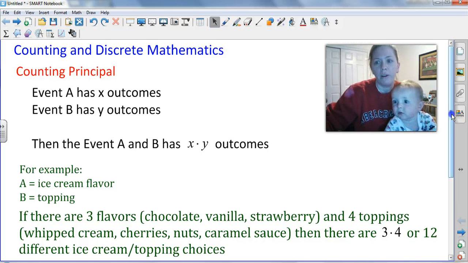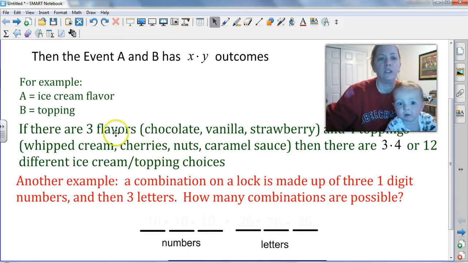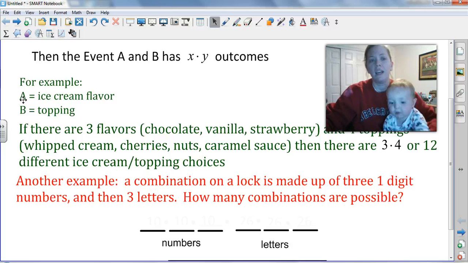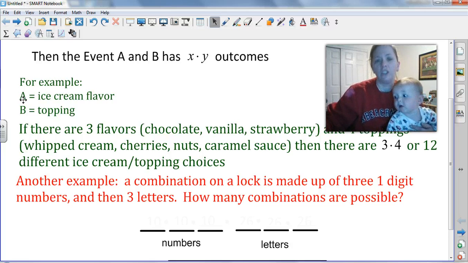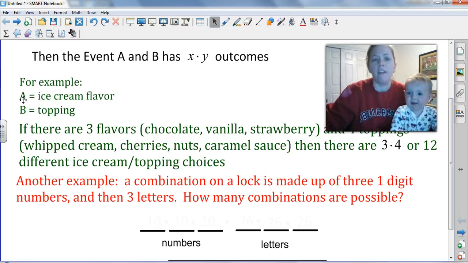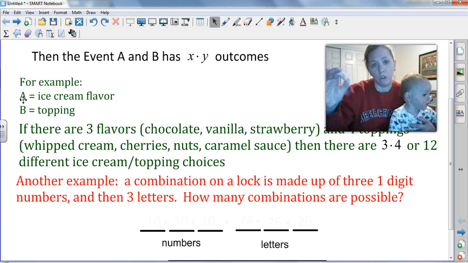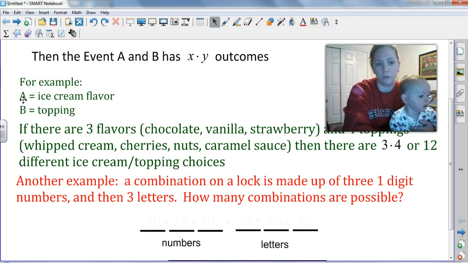So for example, if we're going to make an ice cream sundae, and A is the ice cream flavor and B is the ice cream topping. If there's 3 flavors, chocolate, vanilla, and strawberry, and 4 toppings, whipped cream, cherries, nuts, caramel sauce, then there's going to be 3 times 4, or 12 different ice cream with topping choices. So that's 1 ice cream with 1 topping. There's 12 different things that you could choose.